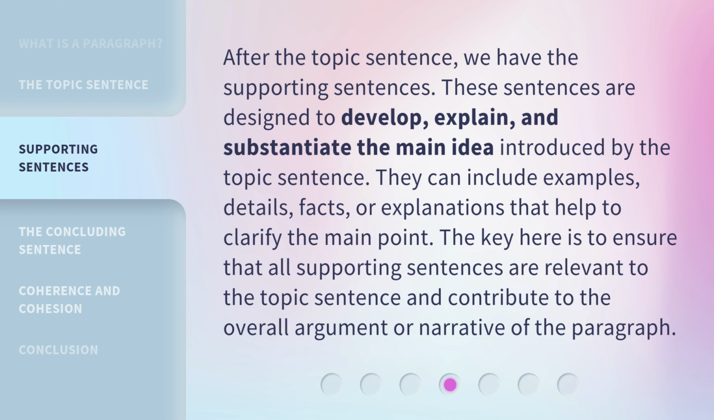After the topic sentence, we have the supporting sentences. These sentences are designed to develop, explain, and substantiate the main idea introduced by the topic sentence. They can include examples, details, facts, or explanations that help to clarify the main point. The key here is to ensure that all supporting sentences are relevant to the topic sentence and contribute to the overall argument or narrative of the paragraph.